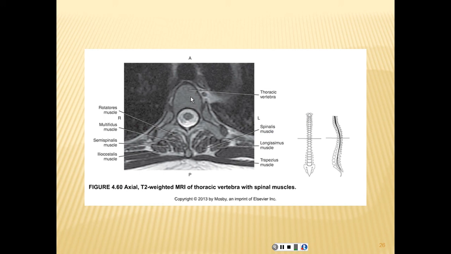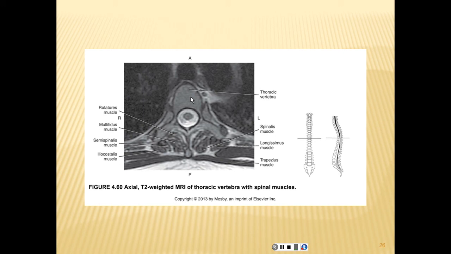And also we want to introduce the muscles: the rotatores muscle, multifidus muscle, semispinalis muscle, iliocostalis muscle, spinalis muscle, longissimus muscle, and the trapezius muscle. Those are muscles of the back. These are deep back muscles. Muscles of the back can be separated into three groups or layers: the superficial layer, the splenius muscles; the intermediate layer, erector spinae group; and the deep layer, the transversospinal group.